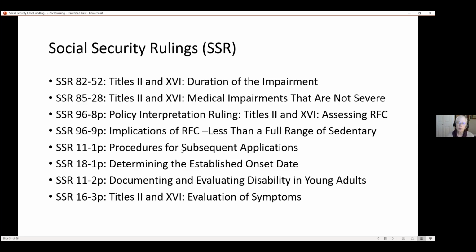11-1P, the subsequent applications. The general idea is they don't want you to do subsequent applications because it's too confusing. The established onset date, your client may say, I was disabled as of the year 2000. Well, it's 2020 now, so the likelihood you're going to go back that far is very remote, unless maybe it's an IQ and your IQ was 55 when you were a kid and it's 55 now.